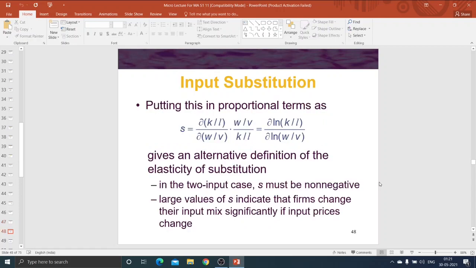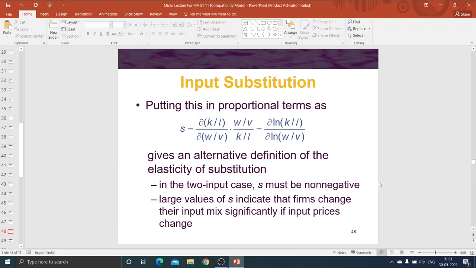Putting this in proportional terms, S is equal to ∂(K/L) divided by ∂(W/V), times (W/V) divided by (K/L), which is equal to ∂ln(K/L) divided by ∂ln(W/V). So the log functions will give you a normalized result in that context.